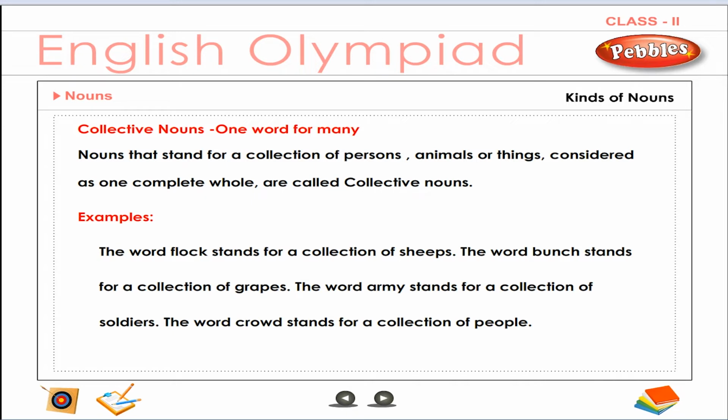Nouns that stand for a collection of persons, animals, or things, considered as one complete whole, are called collective nouns. Examples: the word flock stands for a collection of sheep. The word army stands for a collection of soldiers. The word crowd stands for a collection of people.